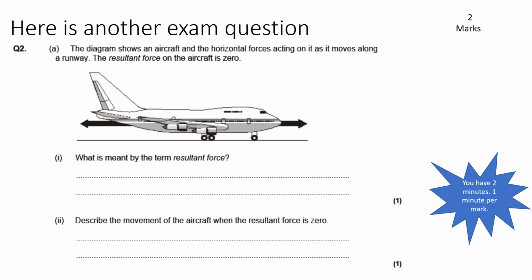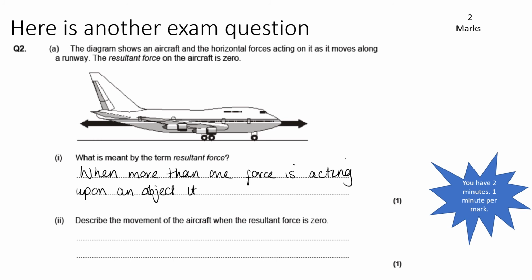Okay, so what is meant by the term resultant force? The resultant force is the overall force acting upon that object. So when more than one force is acting upon an object, it is the overall force. Describe the movement of the aircraft when the resultant force is 0.